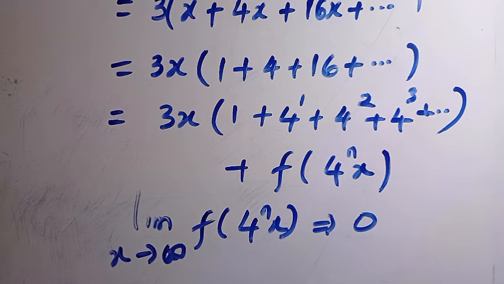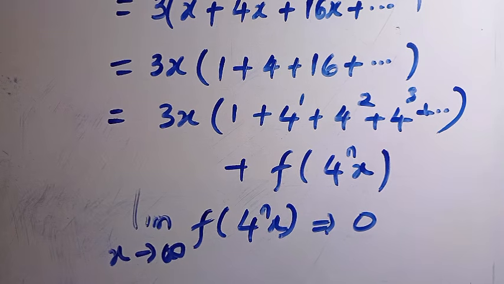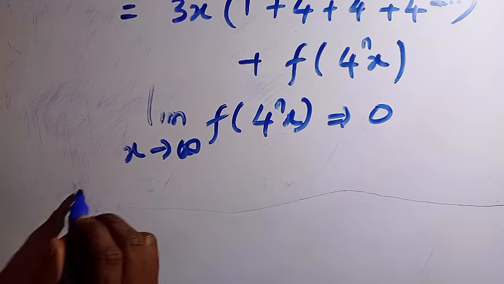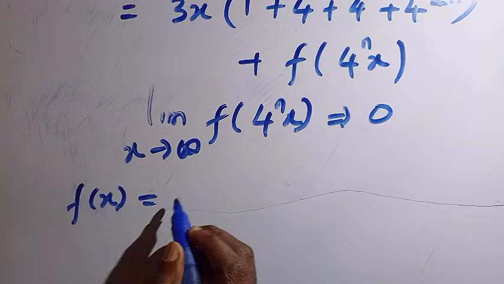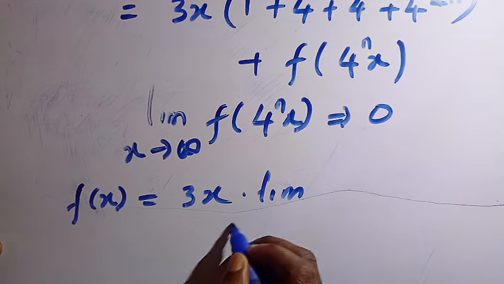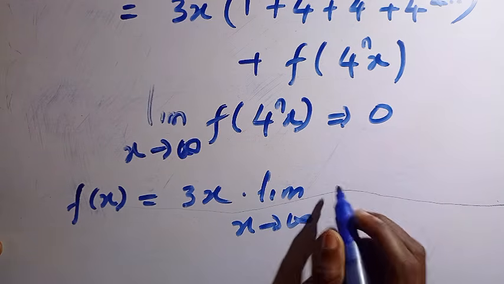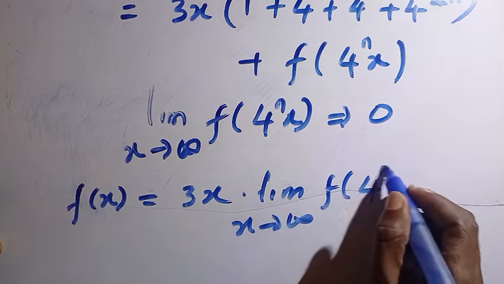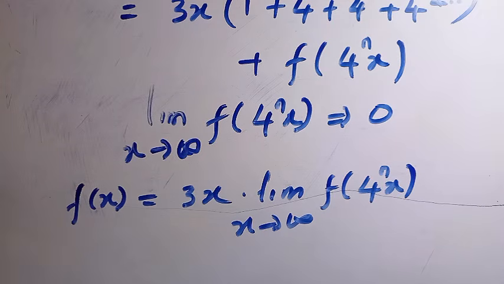But if I substitute back, we have f of x equals 3x, then multiplied by the limit as x approaches infinity of f of 4 raised to the power nx. For what we have here, this function diverges. And for a function to diverge, it means that there is no solution under this limit.